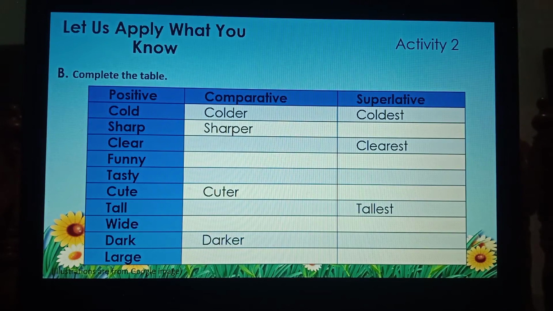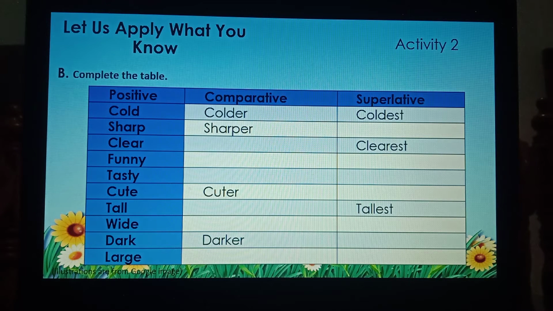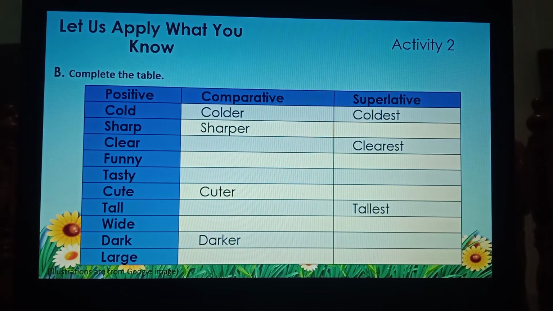Okay, for the next activity, we are going to complete the table. I have here the 3 columns: positive, comparative, superlative degree. Number 1 is already done: cold, colder, coldest. So the positive degree is also given. Number 1 cold, number 2 sharp, number 3 clear, number 4 funny, number 5 tasty, number 6 cute, number 7 tall, number 8 wide, number 9 dark, and number 10 is large.